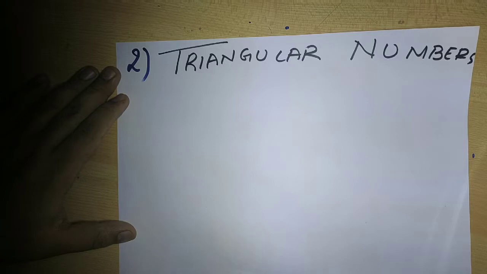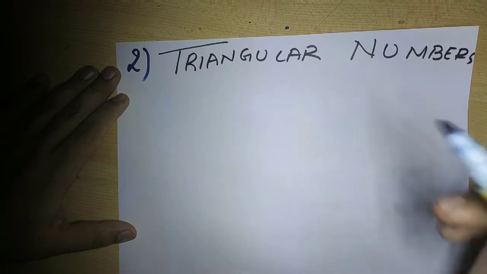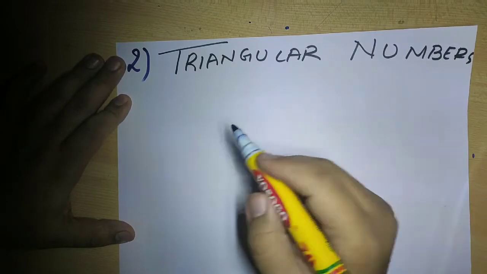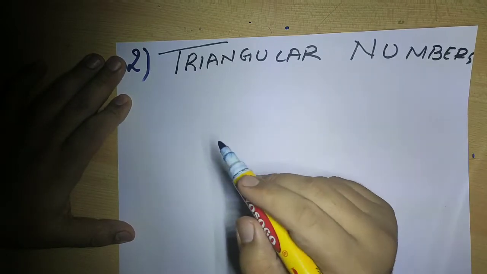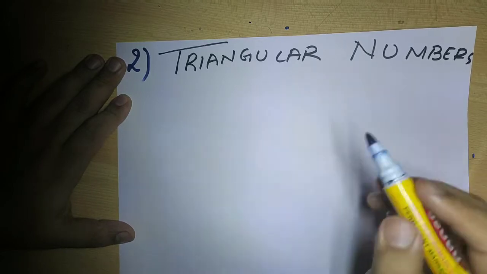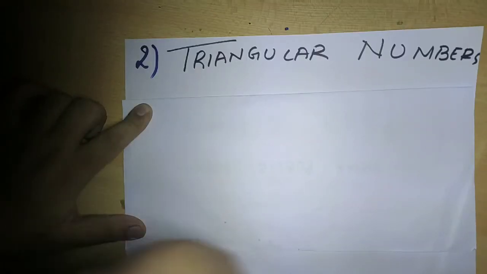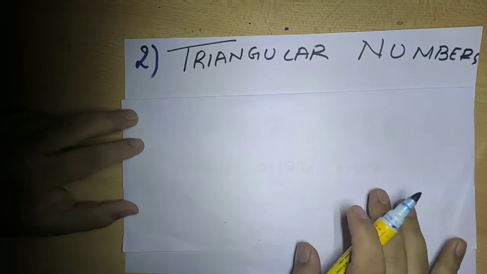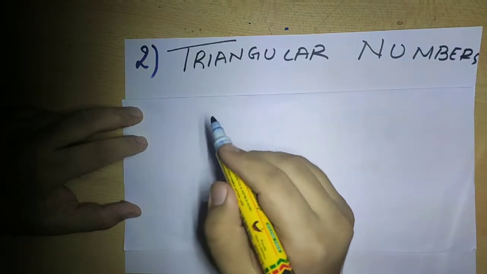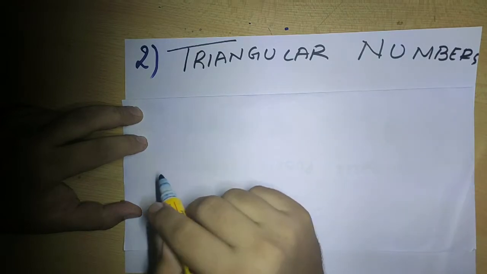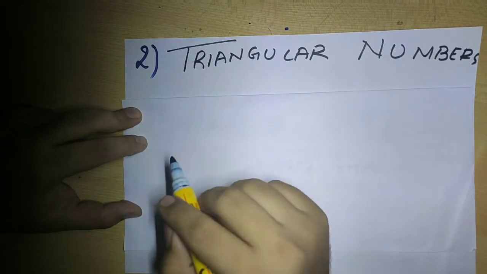The second pattern in the square numbers we observe is about the triangular numbers. Those numbers which can be arranged in a dot pattern and can form an equilateral triangle are called triangular numbers. We are going to learn the pattern of the triangular numbers. Let us take an example. The numbers which arrange in a dot pattern and form the equilateral triangle are called triangular numbers.